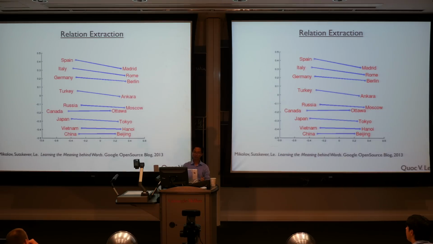But it works out very well. You have bank, one bank close to river and etc. One bank close to money company and etc.